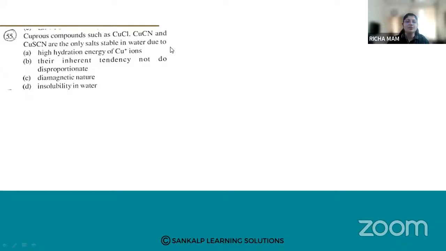Then the next question: cuprous compounds such as cuprous chloride, cuprous cyanide, and cuprous thiocyanate are the only salts stable in water due to what reason? The options: high hydration energy of Cu+ ions, their inherent tendency not to disproportionate, diamagnetic in nature, and instability in water. What is the reason why cuprous compounds are stable in water?